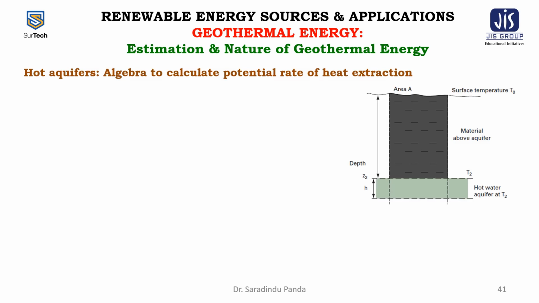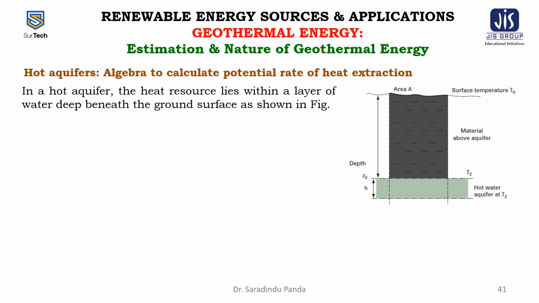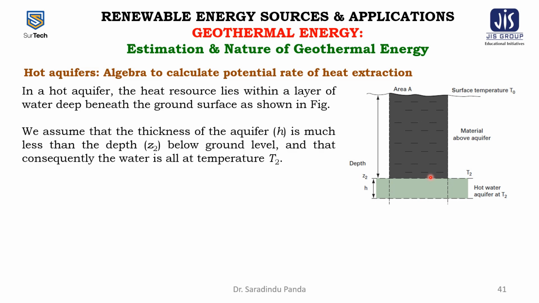Now come to the second estimation, that is the hot aquifers, to calculate the potential rate of extraction. In a hot aquifer, the heat resource lies within a layer of water deep beneath the ground surface, as shown in the figure. We assume that the thickness of the aquifer is H. This is the H, this is the hot aquifer. This is the surface area. Surface temperature is T0, and this is the material above the aquifer. This is the aquifer where the temperature is T2.